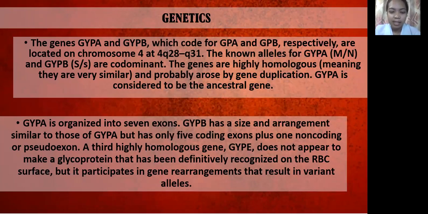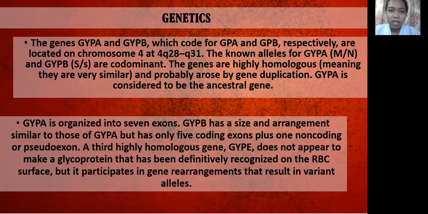So in terms of genetics, the genes GYPA and GYPB, which code for GPA and GPB respectively, are located on chromosome 4 at 4q28-q31. The known alleles for GYPA are the genotype MN, and for GYPB, the genotype S, s. The antigens are codominant. The genes are highly homologous, meaning they are very similar and probably arose by gene duplication. GYPA is considered to be the ancestral gene.